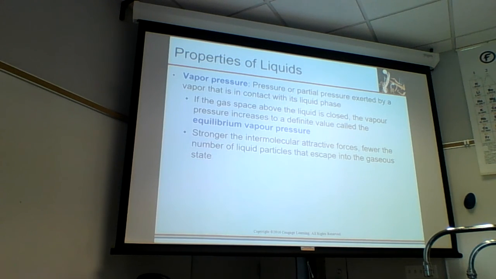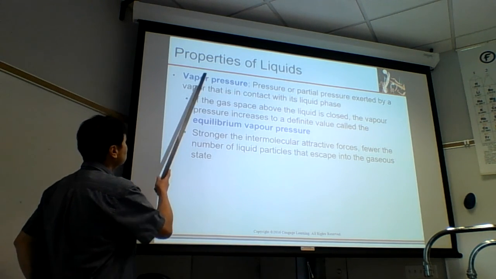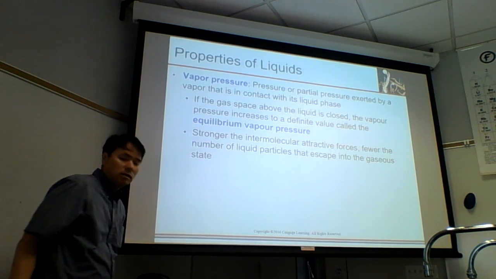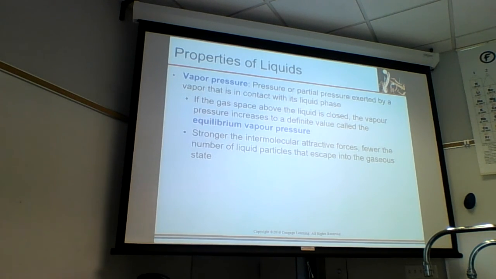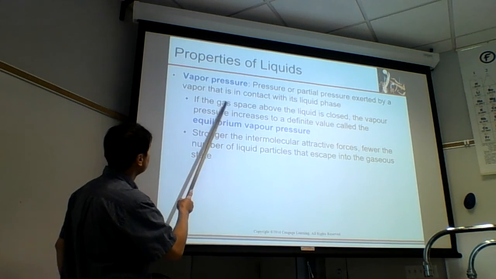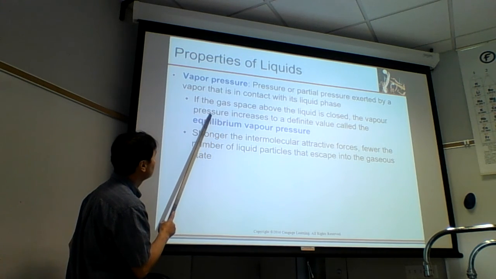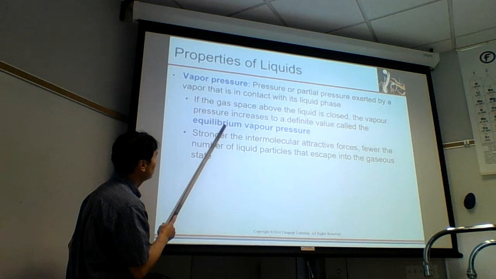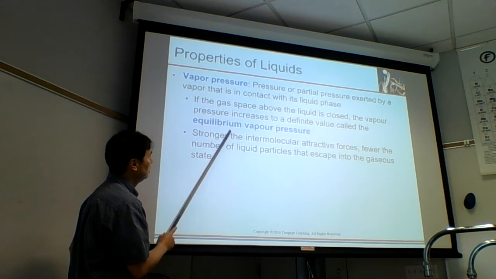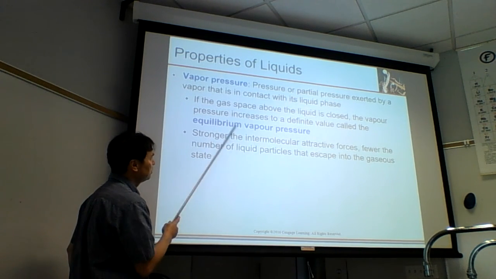All right, when we talk about liquids, there are certain things that you need to know. One is vapor pressure. This thing is called the vapor pressure of water. Vapor pressure is the pressure or partial pressure exerted by vapor that is in contact with the liquid phase. If the gas space above the liquid is closed, the vapor pressure increases to a definite value called the equilibrium vapor pressure. The equilibrium vapor pressure is 100% relative humidity.